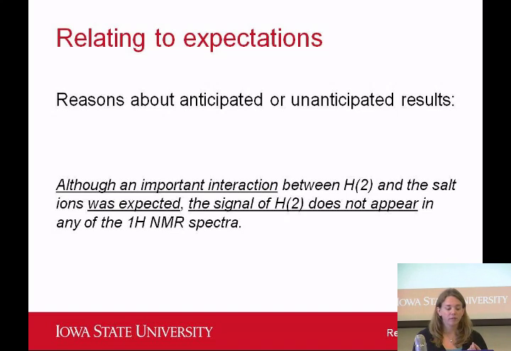confirmed or not confirmed. So in this step, we've got an example sentence that says, "Although an important interaction between H2 and the salt ions was expected, the signal of H2 does not appear in any of the 1H NMR spectra." So we can see here that the authors are connecting back to an original hypothesis. They expected a certain outcome. And then they're expressing a little bit perhaps of surprise or dissatisfaction with the results. It did not appear. And you can see that this was something that they were not expecting to have happened.